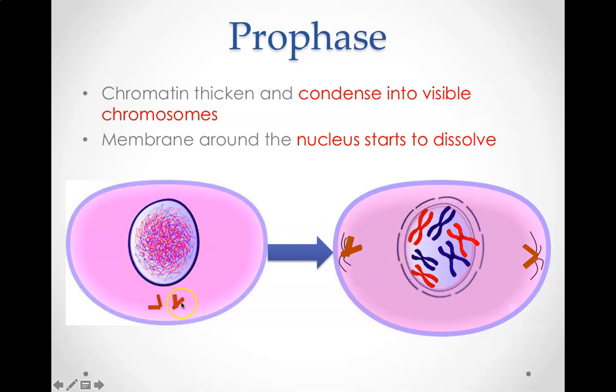And you'll notice these little guys here, those are our centrioles. So those are the organelles, those are our Spider-Mans. So you can see also that they've migrated to either end of our cell here, and they're starting to produce spindle fibers.